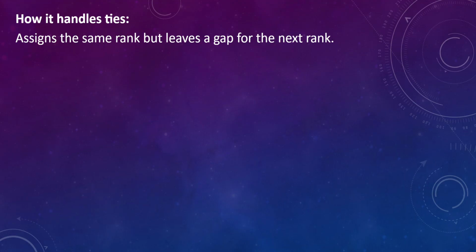Now the question comes, who is getting the second rank? This is where the rank function skips that rank. The rank function is assigning the third rank to that third employee. So we will discuss more about it when we discuss dense rank and row number. However, for now you should just understand this: the rank function leaves a gap for the next rank.